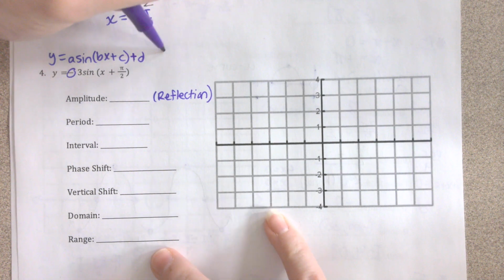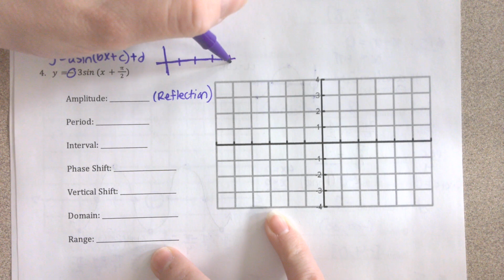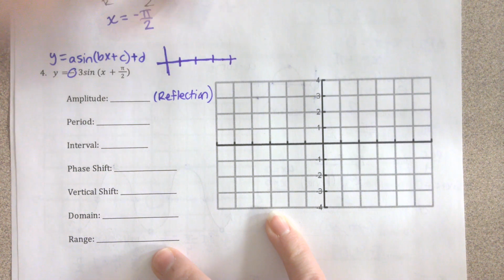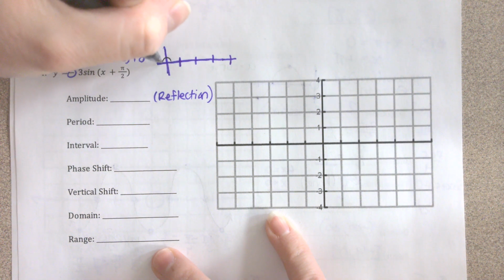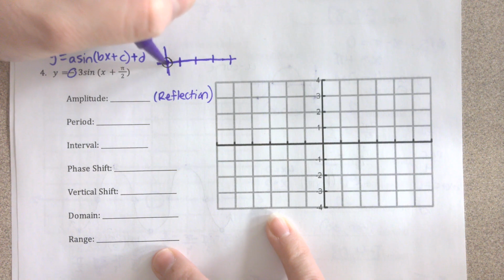And then my mini graph. For this, it's really important that I went ahead and noticed the reflection because it's going to change my mini graph here. All right. Starting point on the origin. This is a sine graph. Sine is the S shape and it starts inside the circle. Regardless if I have a reflection, this isn't going to change.